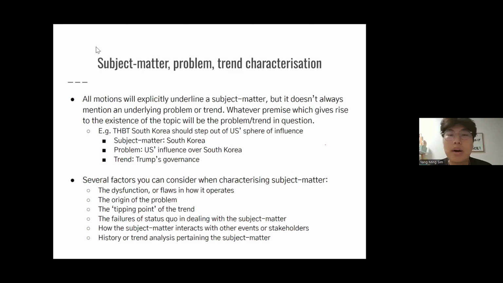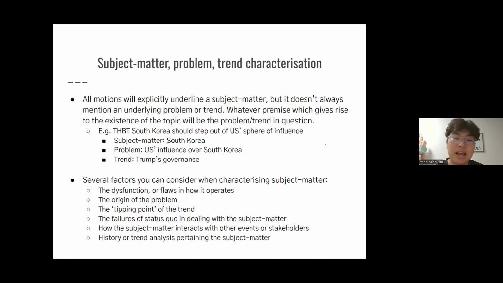Okay, subject matter, problem, trend characterization. All motions will explicitly lead to a subject matter, but it doesn't mention an underlying problem or a trend. Whatever premise gives rise to the existence of the topic will be the problem or the trend in question. Say, a motion about South Korea stepping out of the US's sphere of influence. Well, the subject matter is very, very clear. It's South Korea. The problem is the US's influence over South Korea.